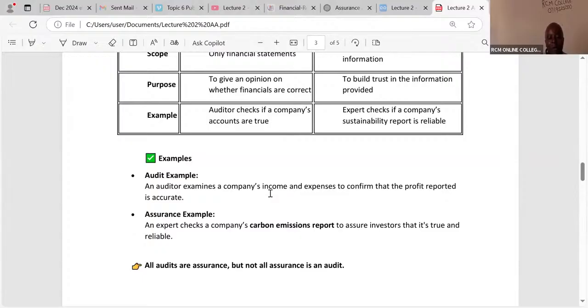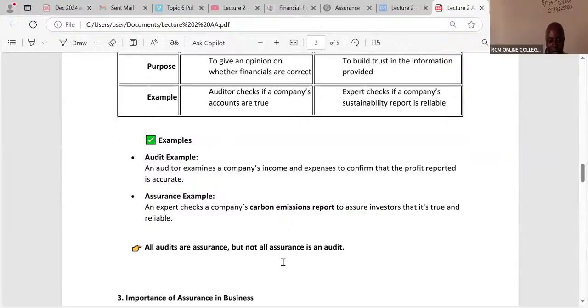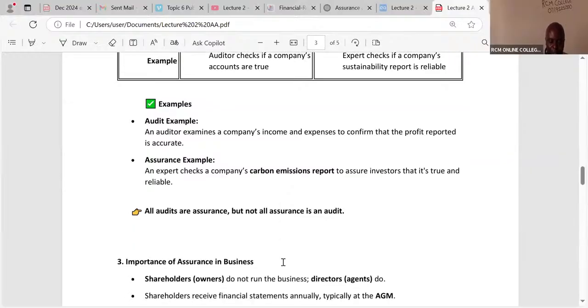Assurance can be about anything. For example, an expert checks a company's carbon emissions report to give investors confidence that it is true and reliable. So all audits are assurance, but not all assurances are audits. We'll understand this even more as we progress.